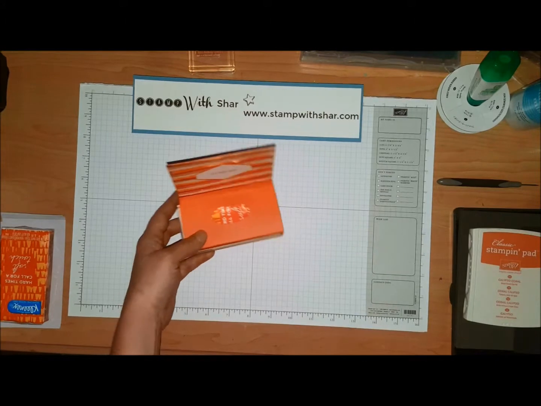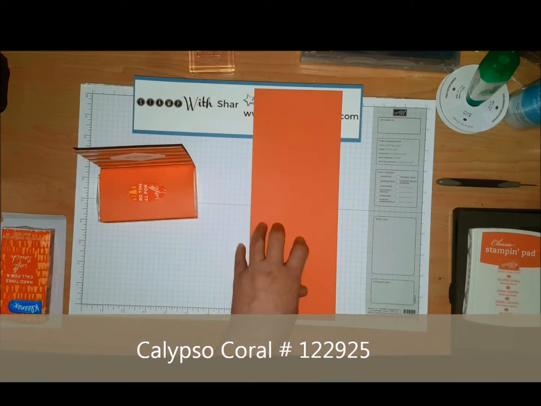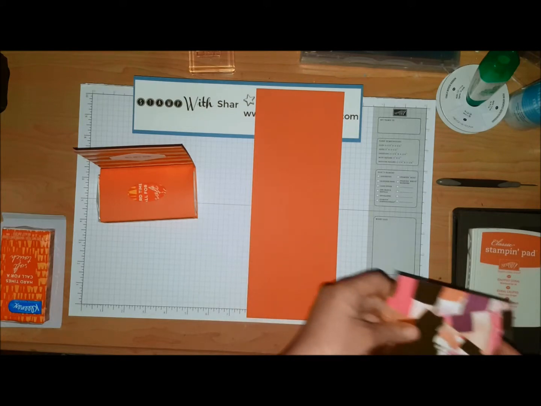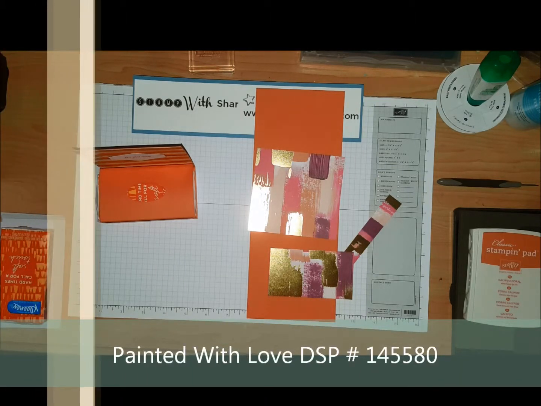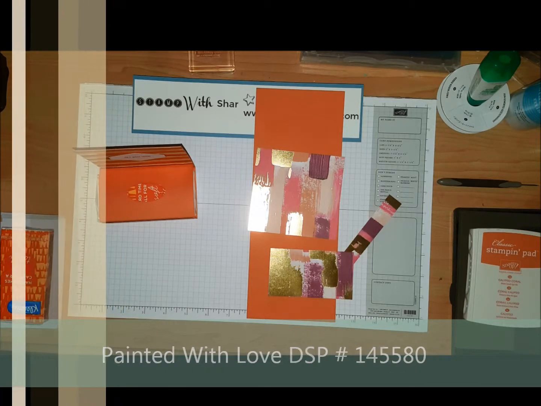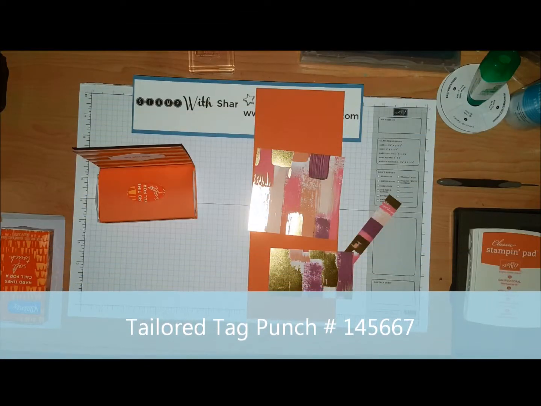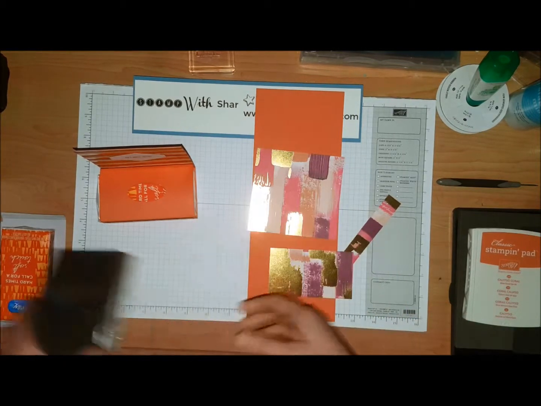I am using Calypso Coral for the base of my tissue holder. I am using some new product from the Occasions Catalog 2018. And the Designer Series paper is called Painted with Love Specialty Designer Series Paper. This paper is absolutely beautiful. I am using the Tailored Tag Punch. This guy over here. And again, this is also new from the Occasions Catalog.